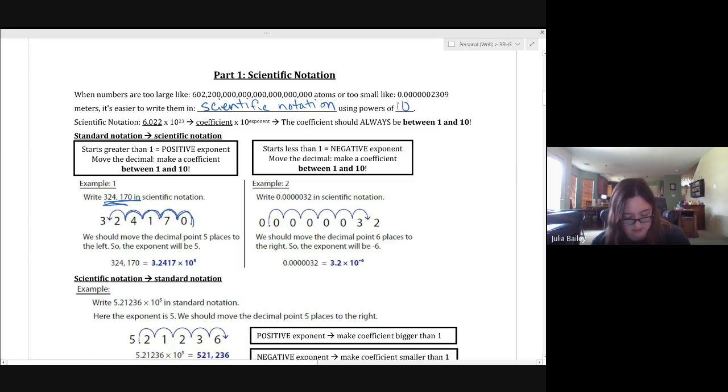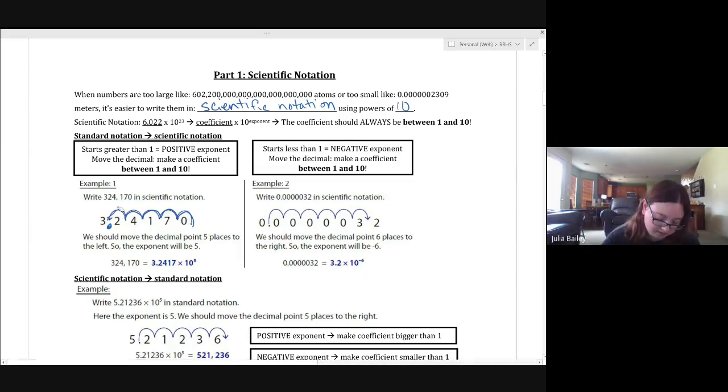Where I can see the decimal, like when I move it here, instead of 324,170, I now have 32,417. When I move it here, I've made it 3,241.7. When I move it here, I've made it 324.17. When I move it here, I've made it 32.417. That's still not quite between 1 and 10, but when I move it one more time, now 3.2417, that's a number between 1 and 10.